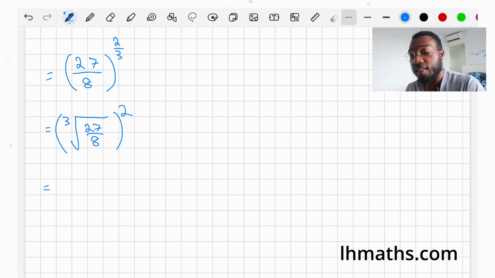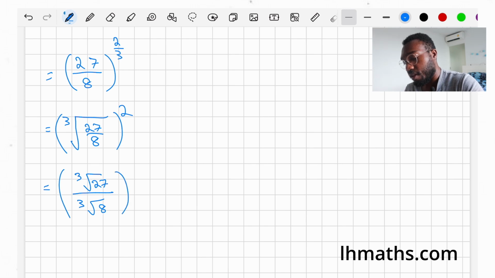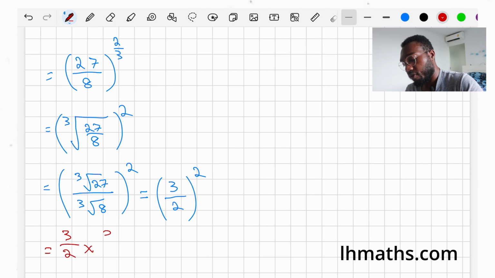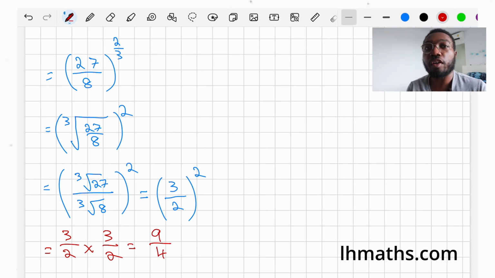If we cube root 27 over 8, then that is the same as saying the cube root of 27 divided by the cube root of 8, okay? And if you were to work that out, the cube root of 27 is 3. The cube root of 8 is 2. And then that is all being squared. And now it's very simple to work this out. It's the same as saying 3 over 2 times 3 over 2, and that gives us 9 over 4.